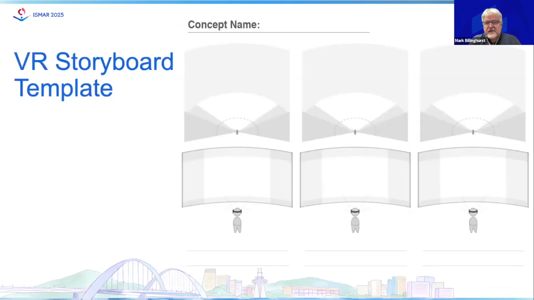You can even use VR templates. In this case, this shows the front view at the bottom, and then the top set of panels show a top-down view of what it'd be like.